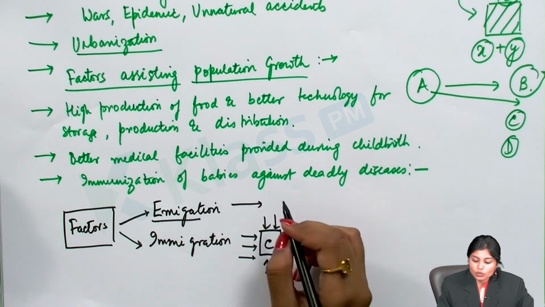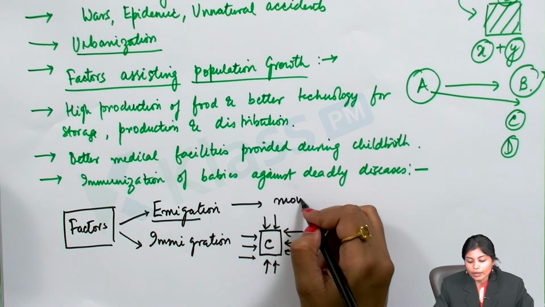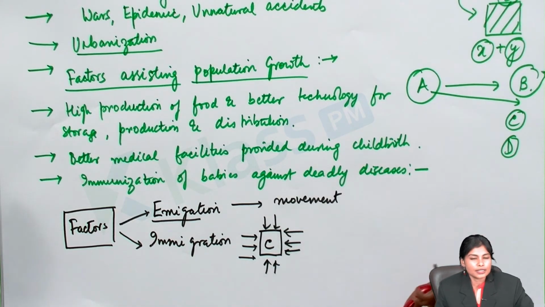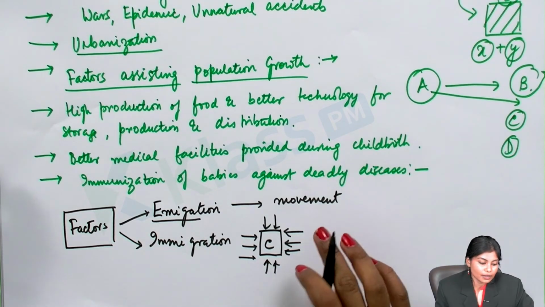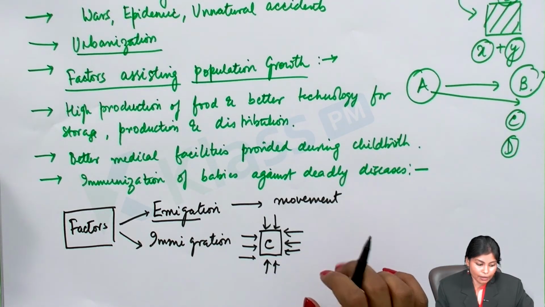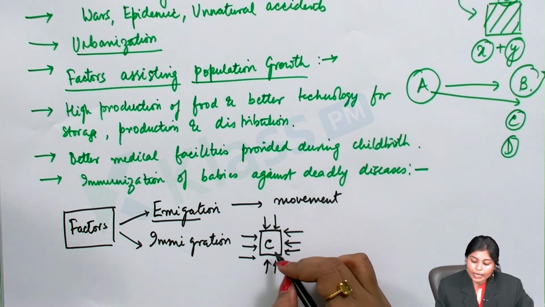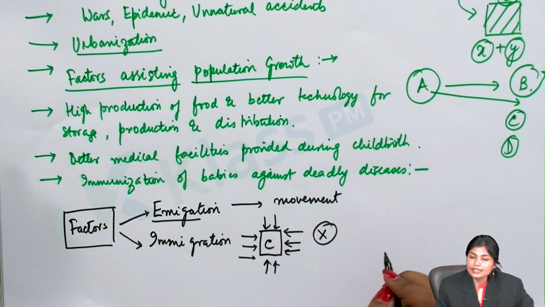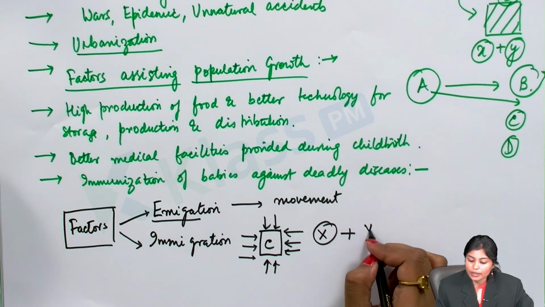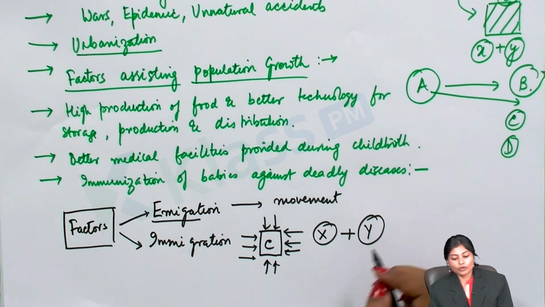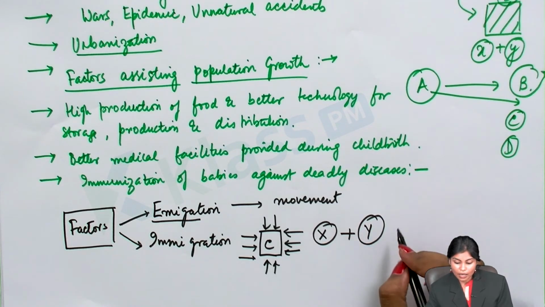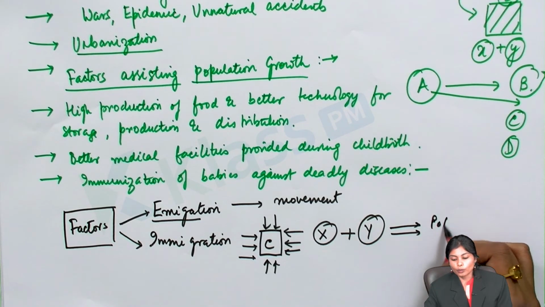See, emigration is what? When people move from one place to another just for leisure or say some trip purpose. But immigration is what? When they actually want to settle down in that particular area, right? So what happens is, you already have X number of people staying in that particular area, plus when you have an additional amount of people, say Y number of people staying in that particular area, automatically it leads to population growth.